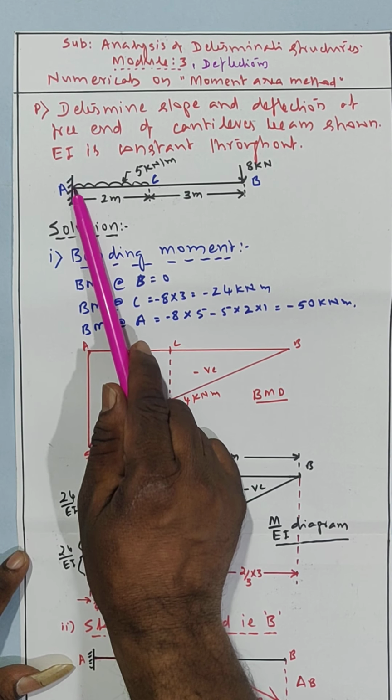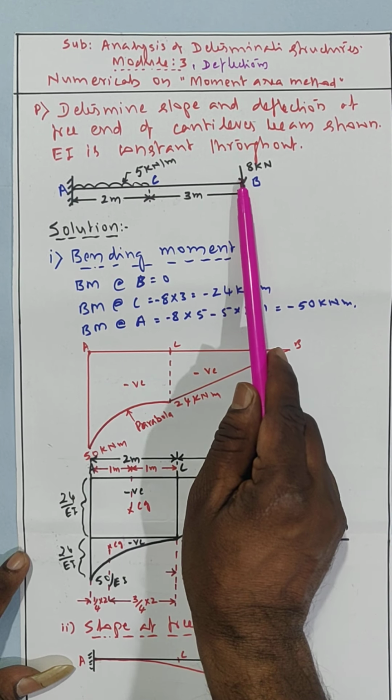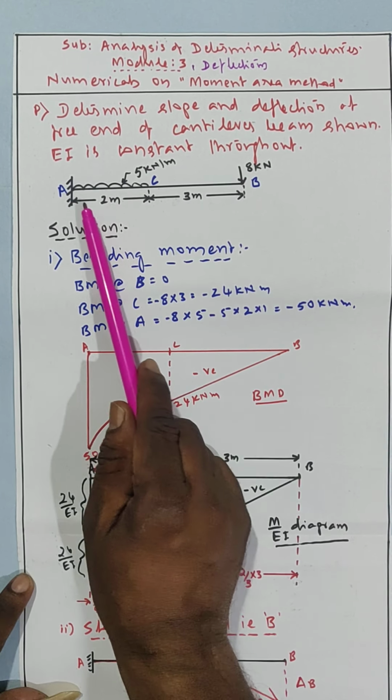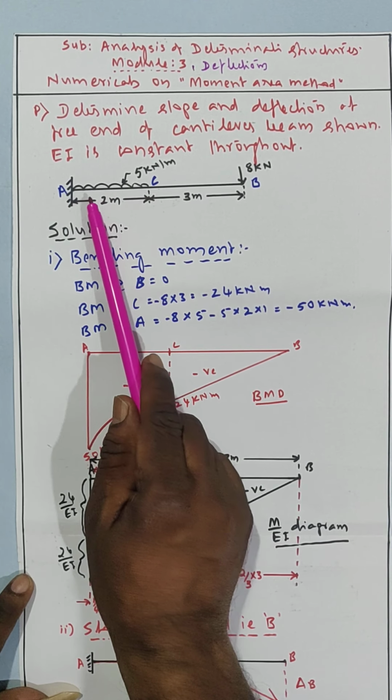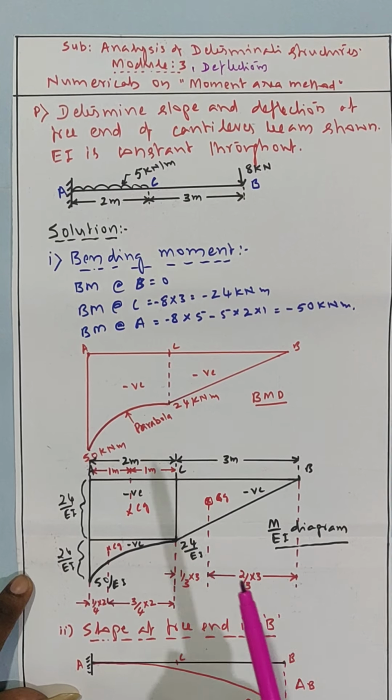It is shown from A to C. There is a UDL of 5 kN per meter. Then one point load is there at the free end of the beam. The span is given, total is 5 meter. The UDL is for 2 meter length, then 3 meter length is the remaining span.